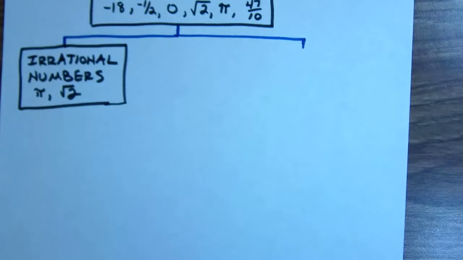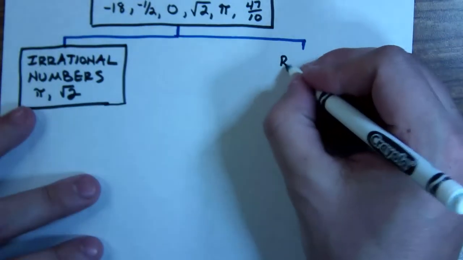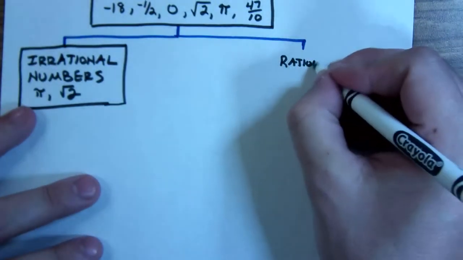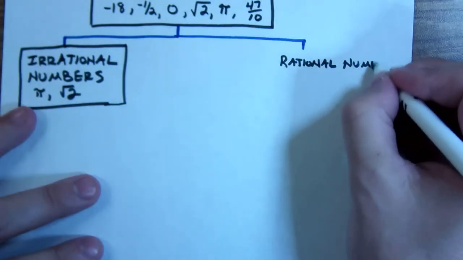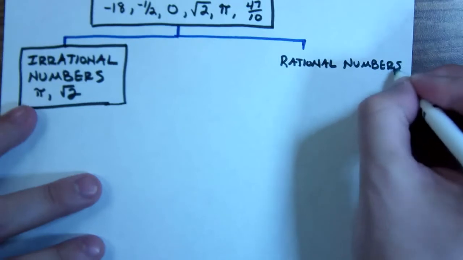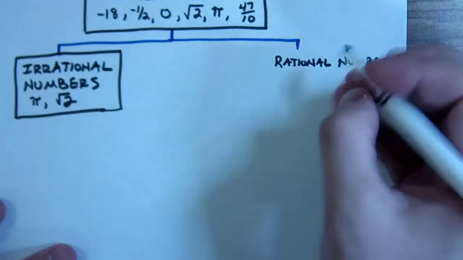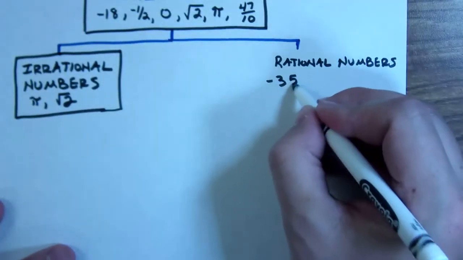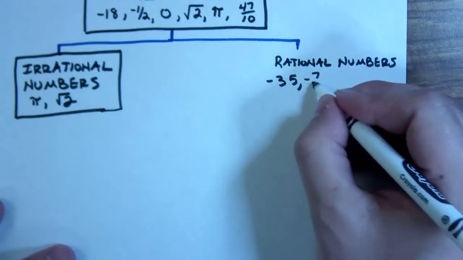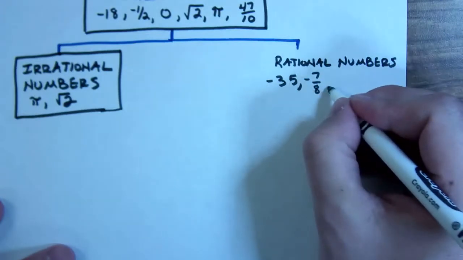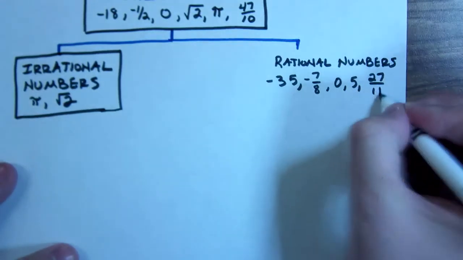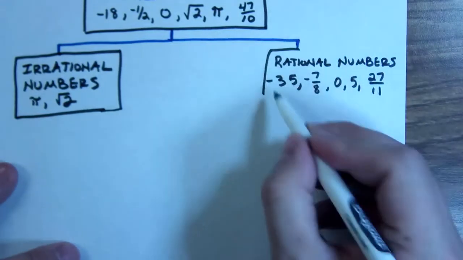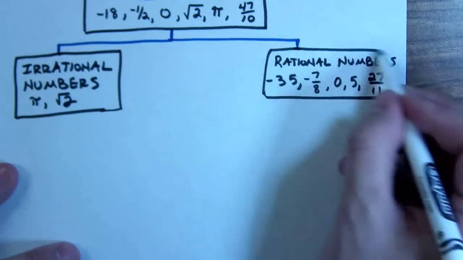The other branch is rational numbers, which is all the stuff that isn't irrational. So negative whole numbers are fine. Negative repeating fractions are fine. We still got zero, whole numbers, positive fractions with a pattern. All these things fall into the rational numbers category.